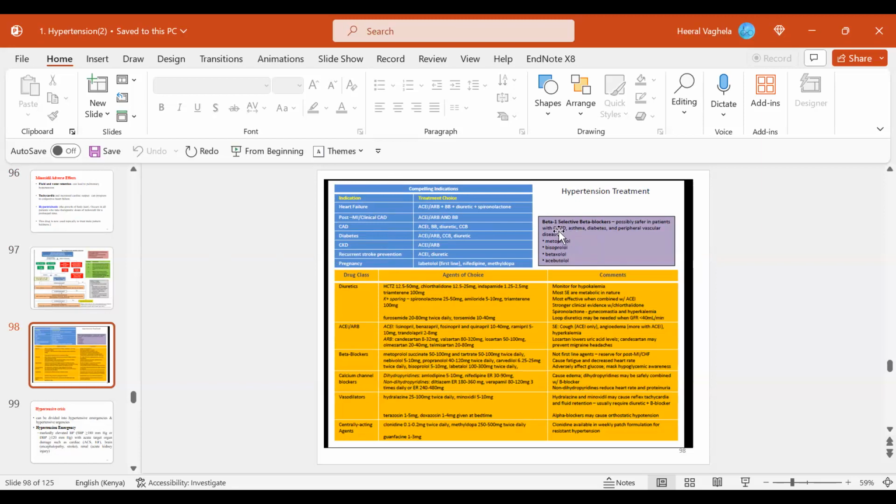Then over here, we can see that the beta-1 selective blockers are safer in patients with COPD, asthma, diabetes, and peripheral vascular disease. You don't want to give non-selective blockers like propranolol to patients that have these diseases because it can exacerbate the symptoms. Any questions? Then we move on to hypertensive crisis.